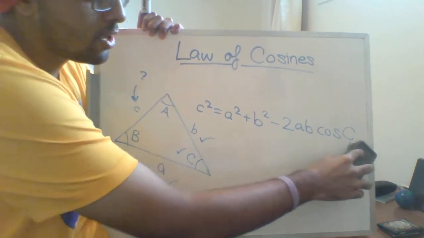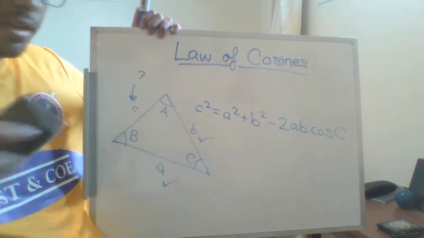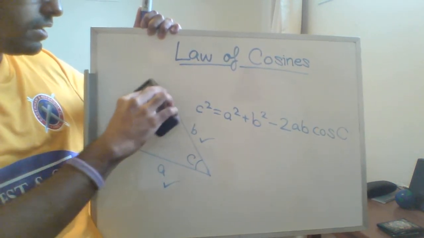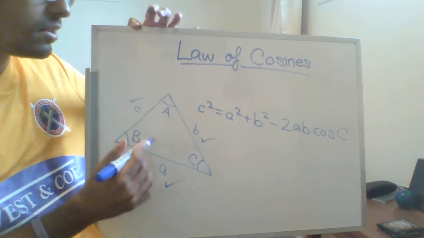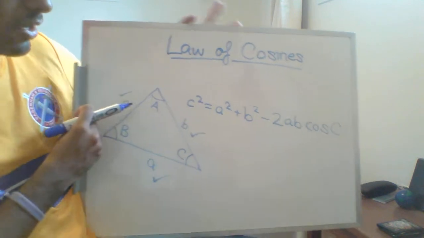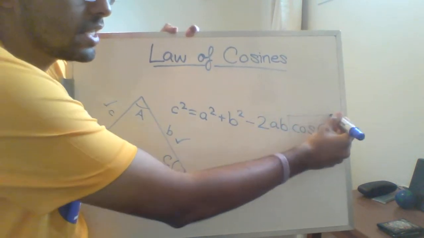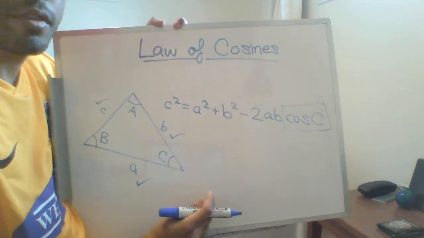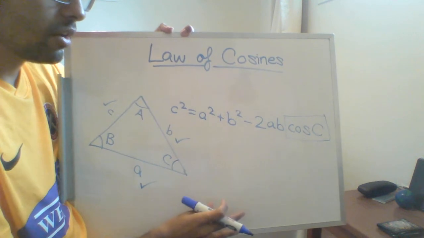Let's say we didn't know angle C, but let's say instead we did know side C. We know all the sides, but none of the angles. Okay? Now, to do that, basically what we want is to get cosine C by itself on one side, and throw everything else onto the other side of the equal sign.